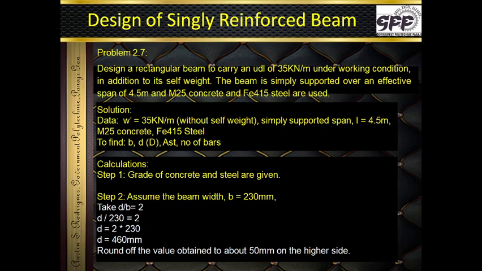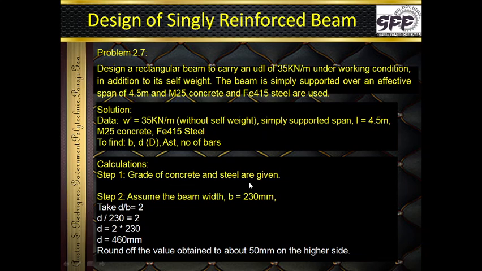So let us see what all things have not been given, what all things we are needed to find out or design in this particular problem. In data, what we have been given is W dash, that is the load which is coming over the beam other than the self weight, that is 35 kilonewton per meter. It's a simply supported span with effective span of 4.5 meters, M25 concrete, Fe415 steel, and what we need to find out: the width, effective depth, the overall depth, the amount of steel, that is the diameter, and the number of bars.